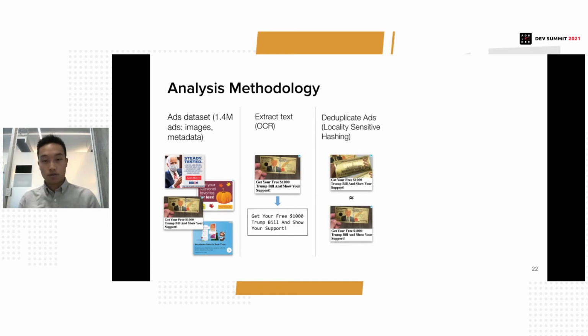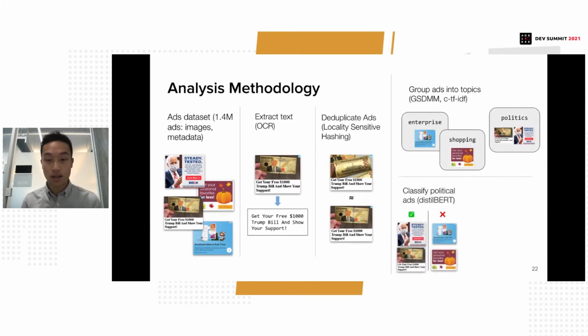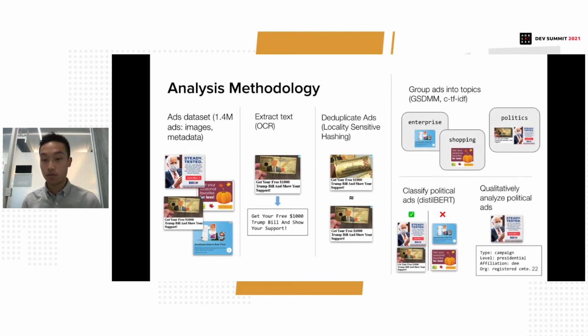And then we used 2 language modeling techniques to further sort our data. So first, to discover the topics of the ads in our data set, we used a topic model. We created a topic model using a Dirichlet multinomial mixture model. And second, to analyze political ads in depth, we trained a classifier for identifying political ads using the pre-trained DistilBERT model. Then we performed a qualitative analysis of all the political ads found by our classifier, manually labeling them with attributes such as the party affiliation of the advertiser.